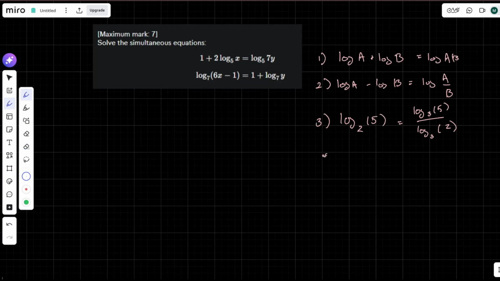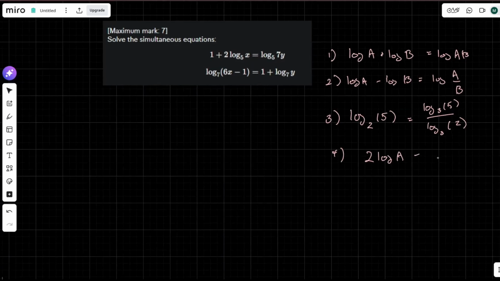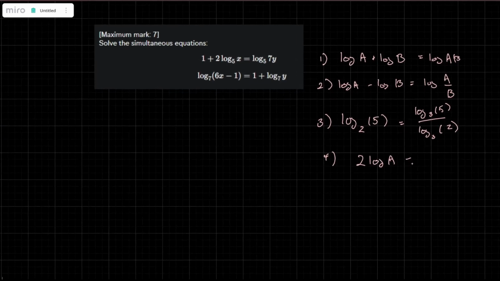So this is if I have something like a 2 log of a, I can write that as, wait for a connection to restore, that's a bit concerning.